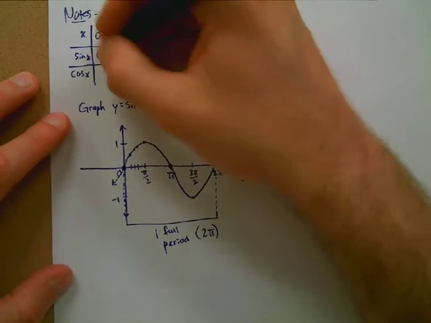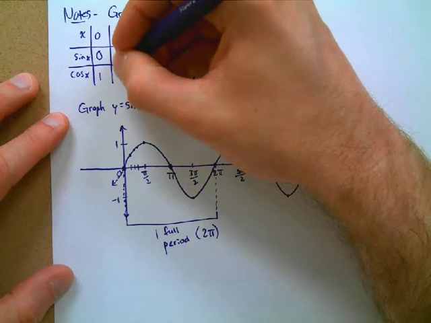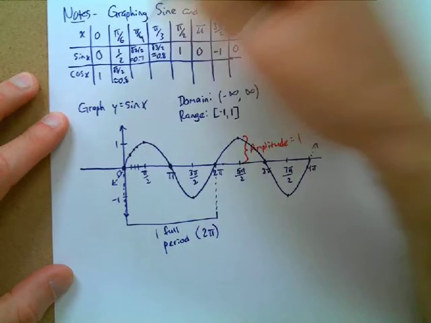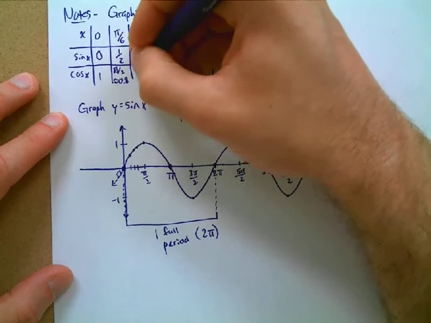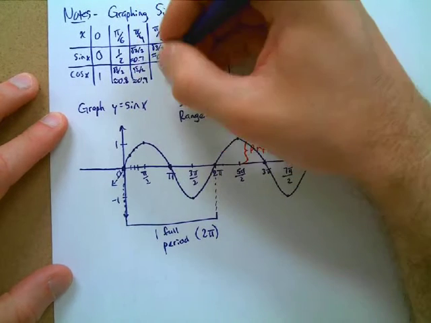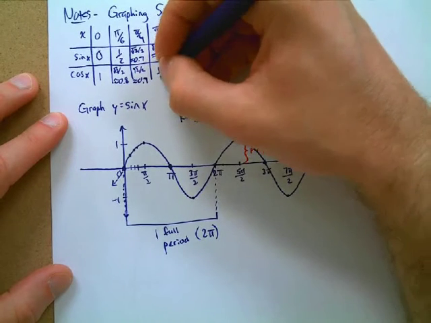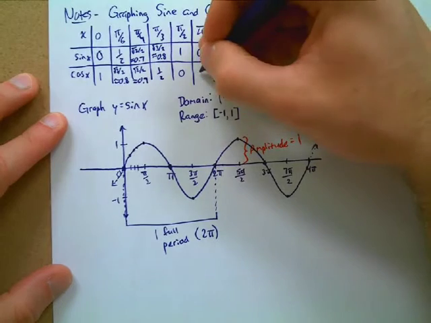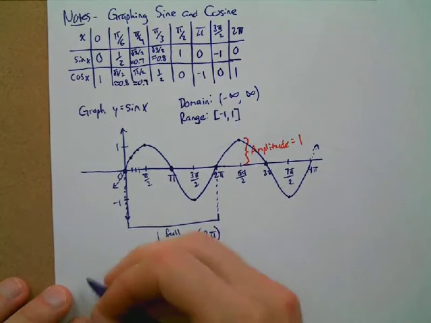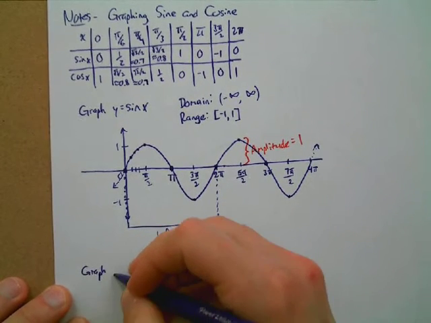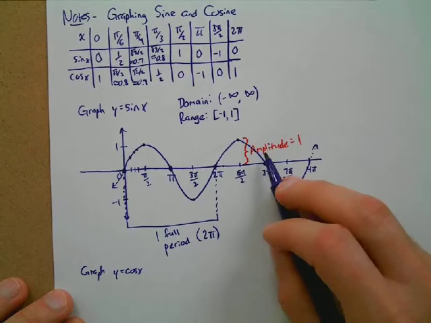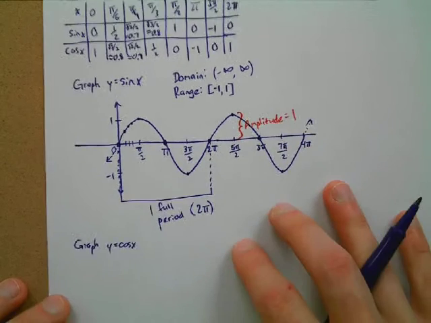So cosine, let's see here. Cosine was at 1 there. It's at root 3 over 2, which is approximately 0.8, then root 2 over 2, which is approximately 0.7, and then pi over 3, which is going to be 1/2. And then 0, and then negative 1, and then 0, and then back to 1. Let me show you cosine. That's called amplitude, A-M-P-L-I-T-U-D-E. I'll do the same thing here with cosine.